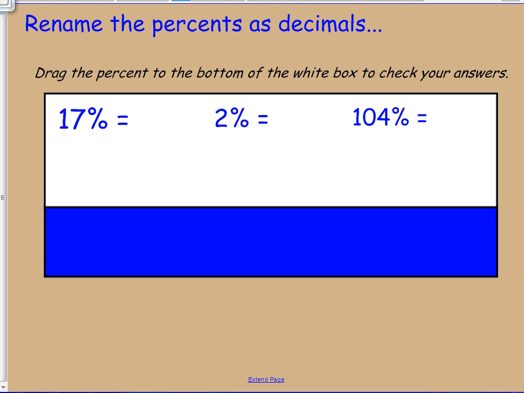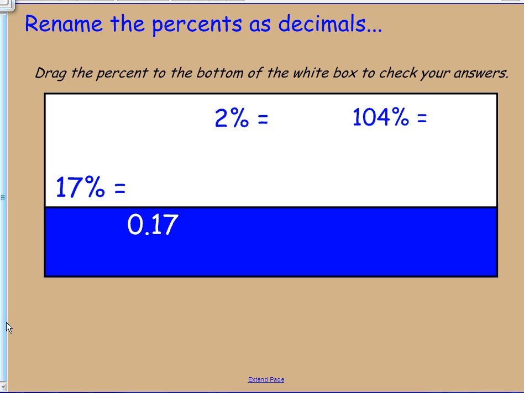If you could just please do at least the 2% and 104%. You should be able to figure out, for instance, 17% is 0.17. If you could do these two in your homework tonight, that would be great.